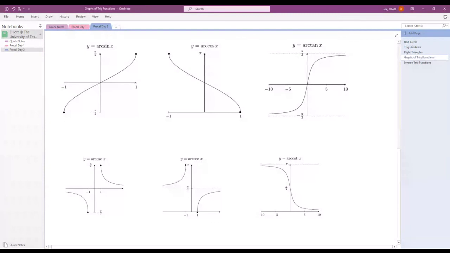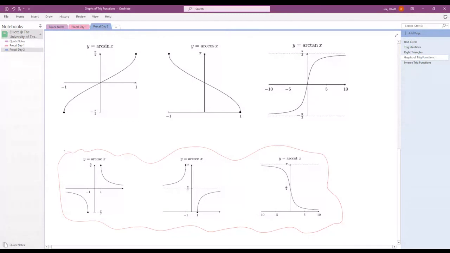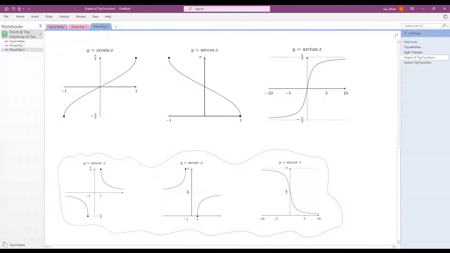I don't use these three much. Honestly, I don't think I've ever used any of these three before, but I included them just for completeness. So you have those three there, but I think you'd probably be working with arc sine, arc cosine, and arc tangent the most out of the six of them.